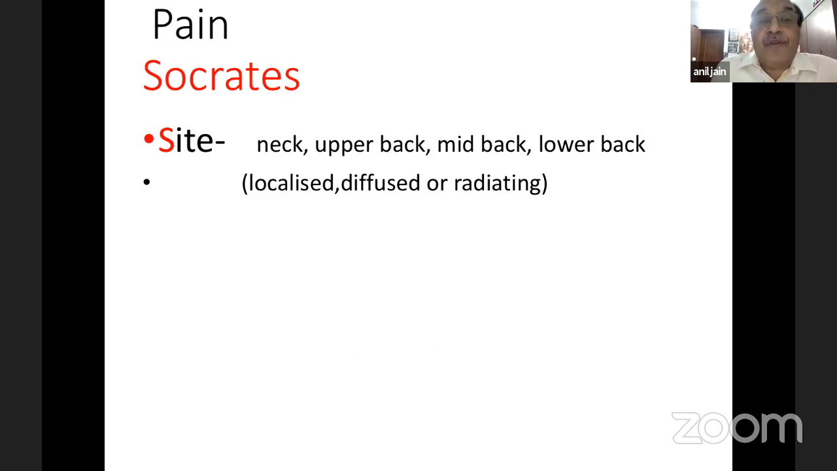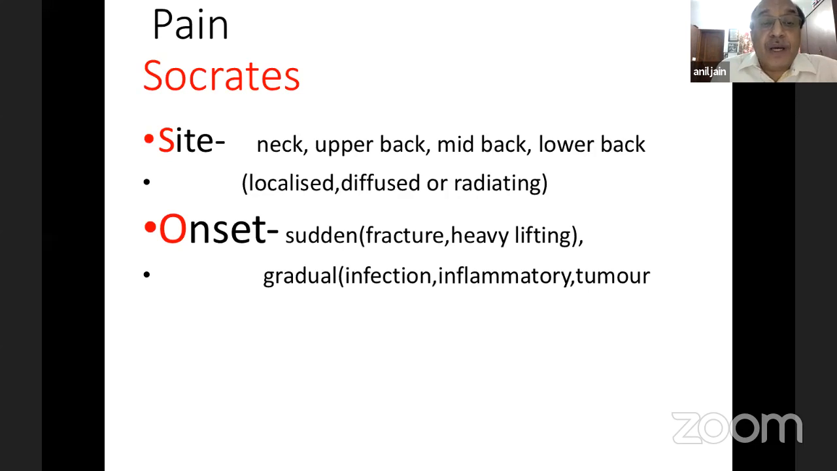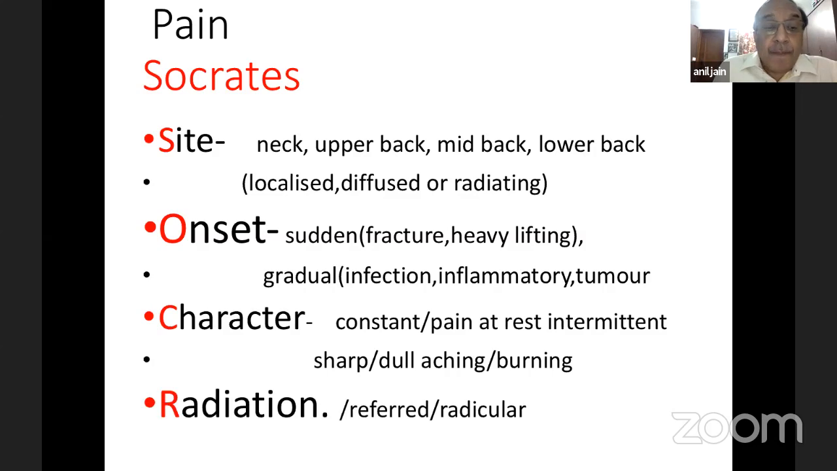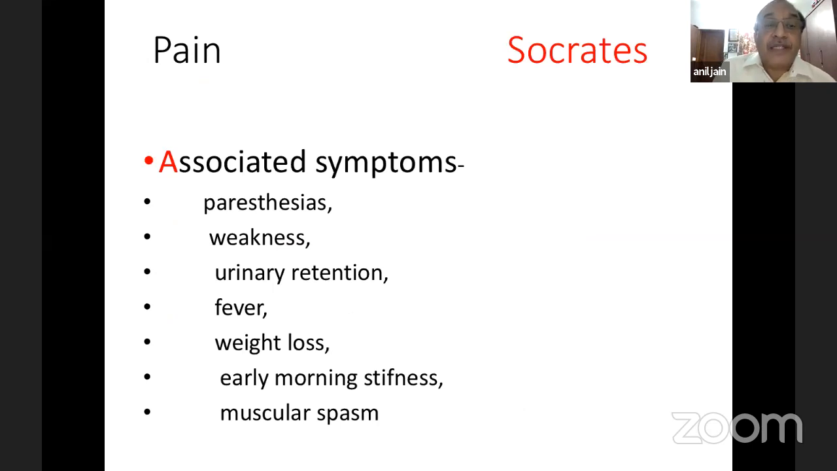What is the site of pain? If it is in the neck, is it upper back, mid back, or lower back, and whether it is localized, diffuse, or radiating. As for onset, is it a sudden onset, which may happen in fracture or heavy lifting, or a gradual onset, as in infection, inflammatory diseases, and tumor. What is the character? Is it constant, pain at rest, intermittent, or is it sharp, dull aching, burning? Is it radiating pain, referred pain, or radicular pain?